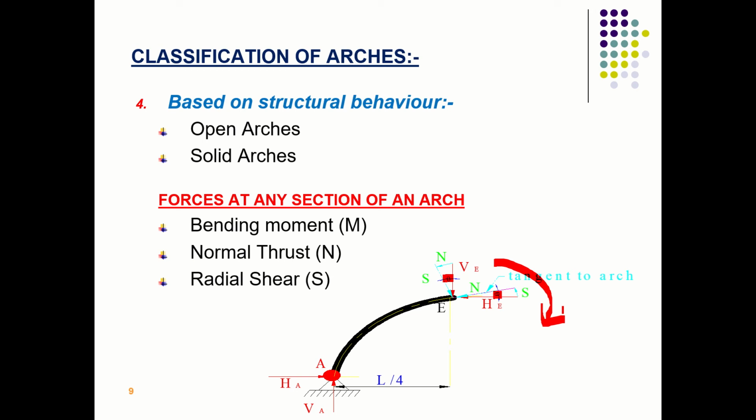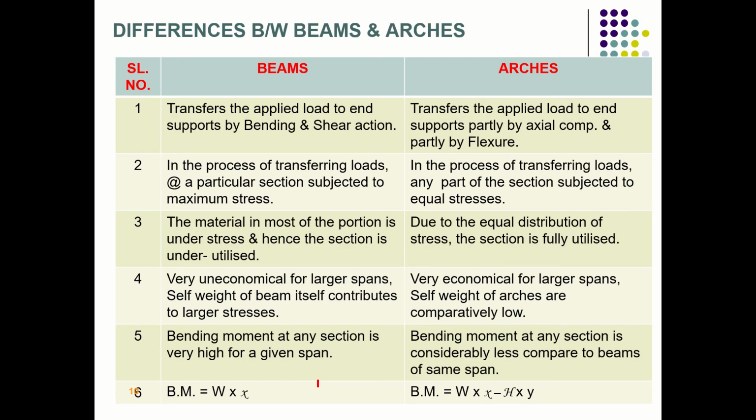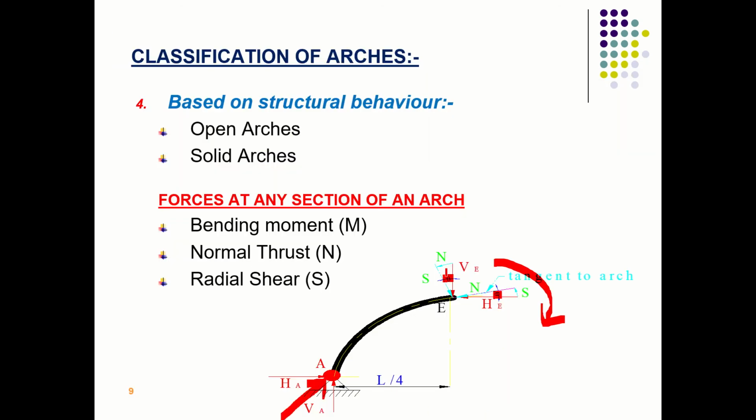Please keep in mind that one is tangent to the arch and the other is normal to the arch. These are the reactions at a support, VA and HA, and when you take the resultant of these two reactions, the resultant will be like this. It is similar to the first slide I showed you, that at a support the reactions will be in an inclined direction. We will explain these things, so don't get confused at this point.